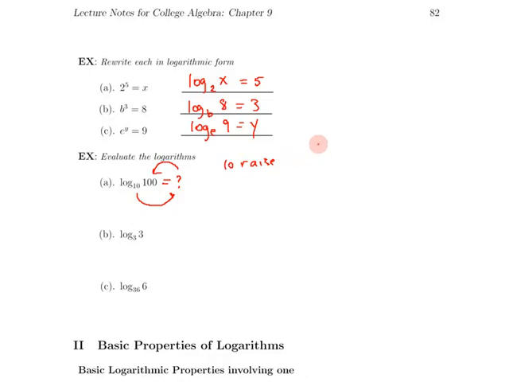Well, I don't have to write it that way. I can write this mathematically. 10 raised to something equals 100. What goes in there? The answer is 2, right? So log base 10 of 100 is 2.